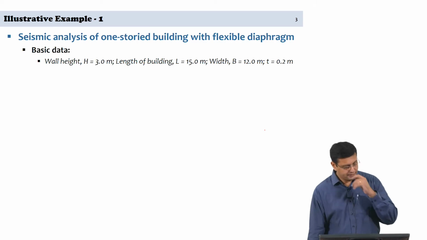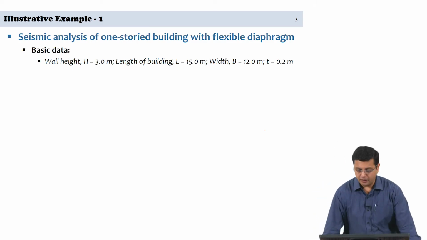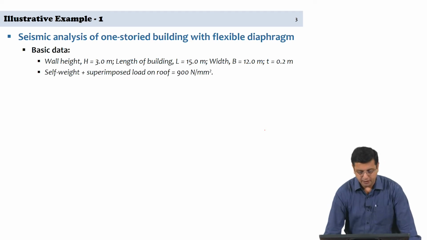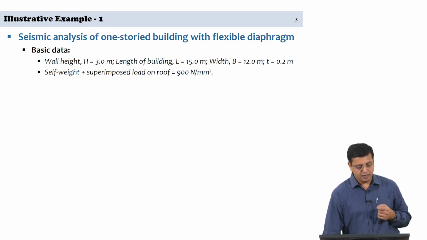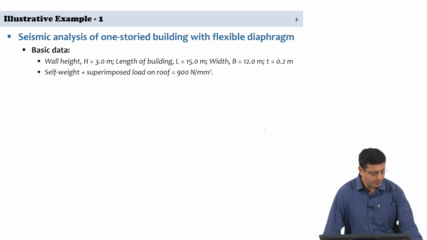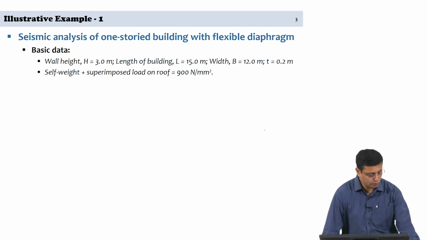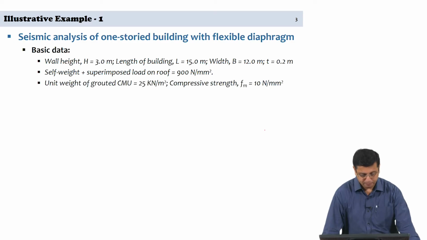So, let us assume that the thickness of the wall is 200 mm, hollow blocks, concrete masonry units, 0.2 meters in thickness. It is also given to you that the self weight of the diaphragm and the superimposed load on the roof, so the dead plus the live load, is equal to 900 newtons per millimeter square.